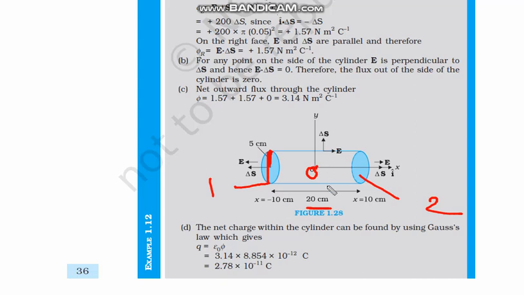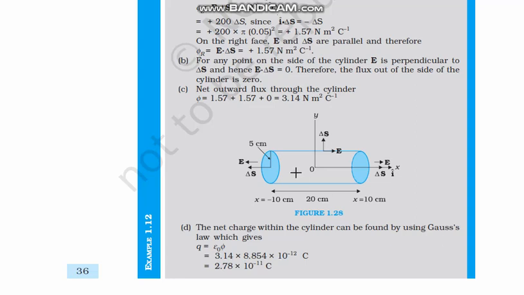So what is the meaning of that? That means out of this 20, 10 centimeter is on the right side and 10 centimeter on the left side of this origin, and 5 centimeter radius on this side and 5 centimeter on this side. Similarly, 5 centimeter radius on this side, 5 centimeter on this side. Similarly here, 5 centimeter this side, 5 centimeter this side. So that means the origin coincides with the center of this cylinder.